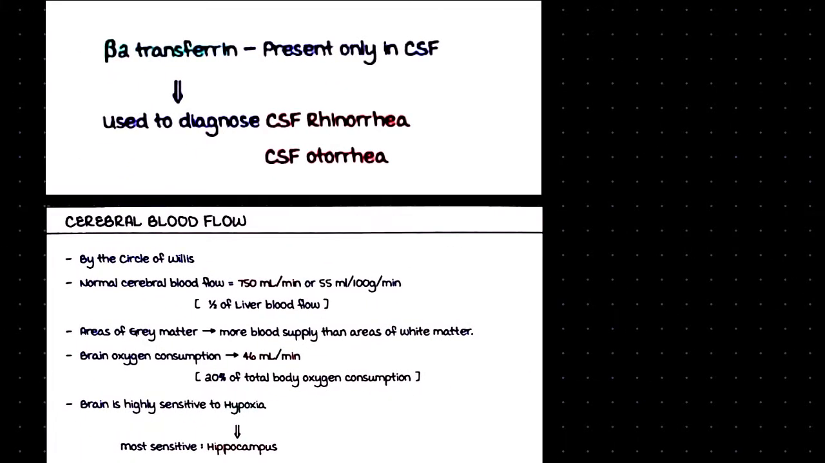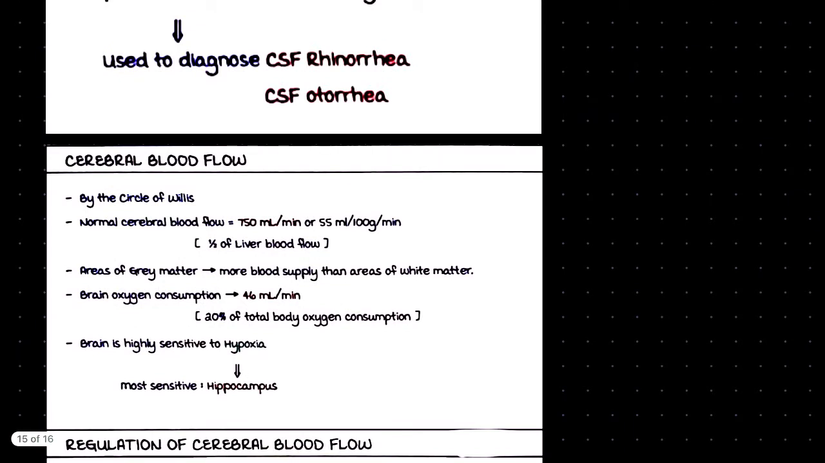Okay, now talking about cerebral blood flow. Now cerebral blood flow, or the blood flow in our brain, is mainly done by the circle of Willis, right? In detail we will be studying it in anatomy. The normal cerebral blood flow is about 750 ml per minute, right? It is half the blood that is sent to the liver. The maximum blood flow occurs in the case of the liver, that is 1500 milliliter per minute. And the areas that get the maximum blood supply are the areas of gray matter, right? They receive more blood than the areas of white matter.